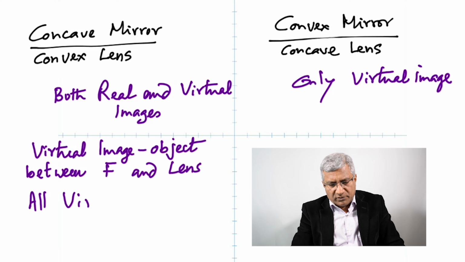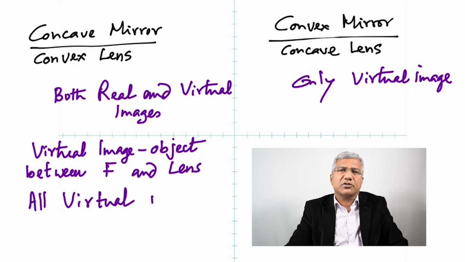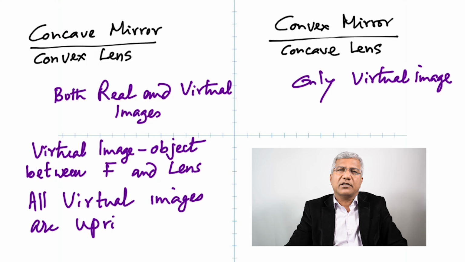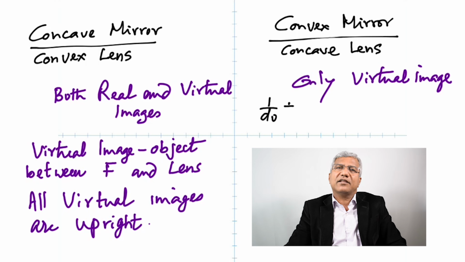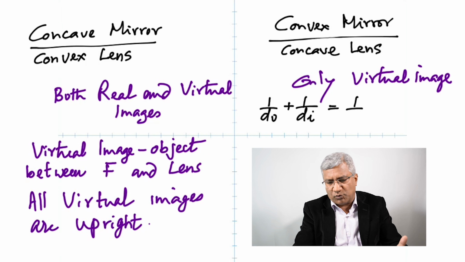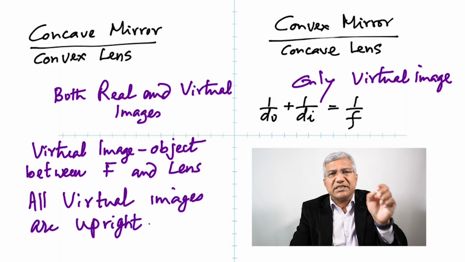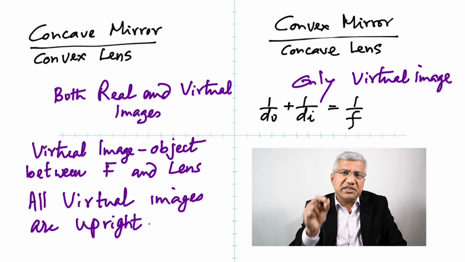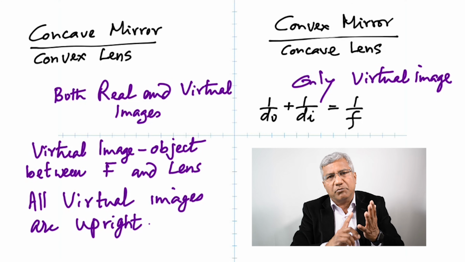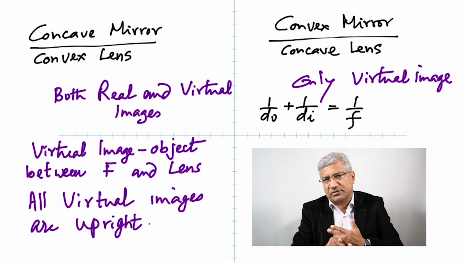Okay. Well, I think I told you that all virtual images are upright and all real images are inverted. I think that's the third time. And then the law of distance is 1 by do plus 1 by di is 1 by f. Do is the object distance, di is the image distance, and f is the focal length. This formula is true for mirrors and lenses.